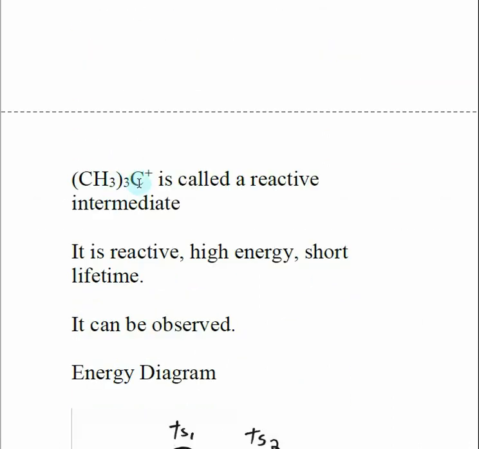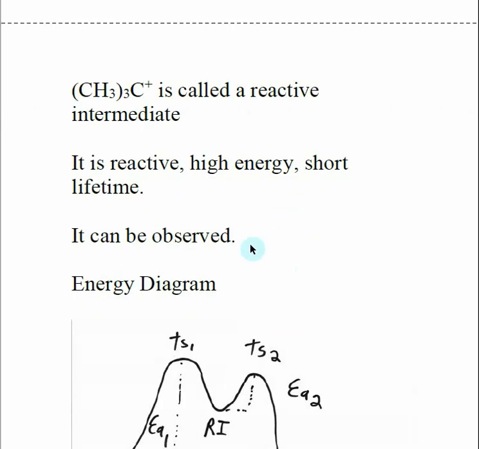So our carbocation is called a reactive intermediate. Remember, that means that it's formed and used up in our mechanism, but it's not actually seen in the overall reaction. And the reactive intermediate is reactive. That's the idea. It's high energy, a short lifetime. We make it, and then it gets used up. And what do I mean by this? It's observed, which means that I can run tests and actually see that this carbocation is formed inside of there.